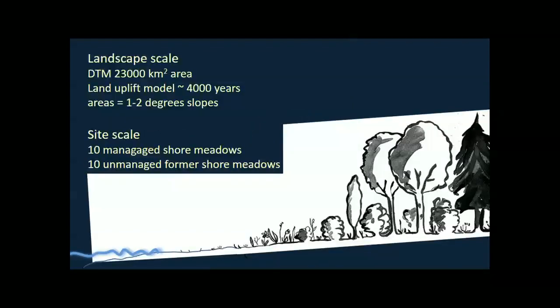So we picked a landscape model, and we used landscape scale data, a digital terrain model of 23,000 square kilometers, to look at land uplift together with Quaternary geologists. And we picked out the areas where we thought there could be potential grasslands, so a very flat slope, 1 to 2 degree slopes. And then we also wanted to look at management. How much species diversity do we have in shore meadows today, to try and explain the effect.